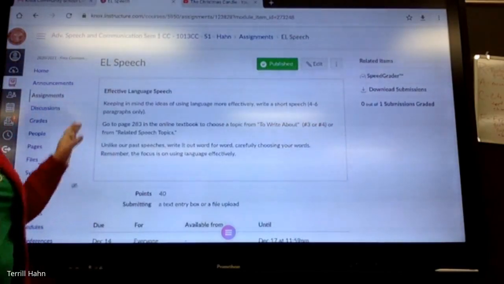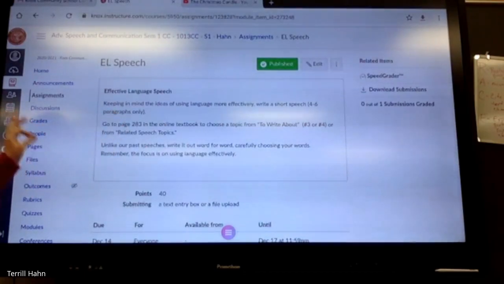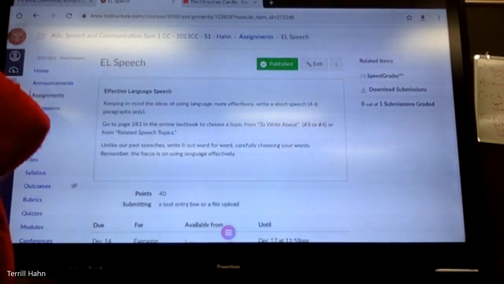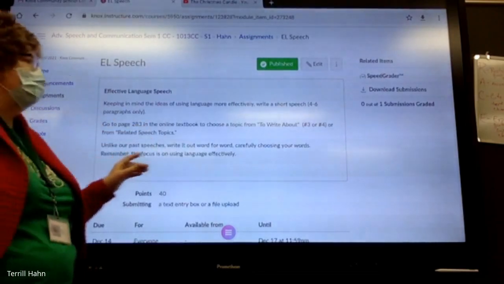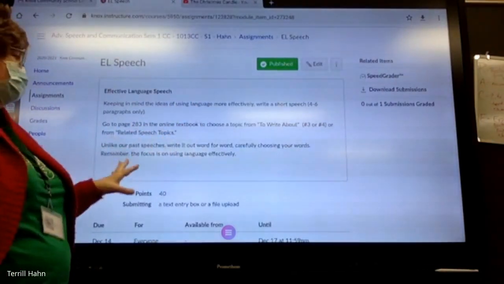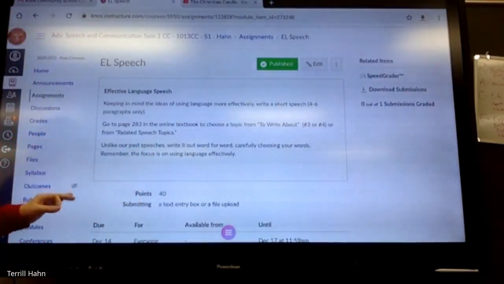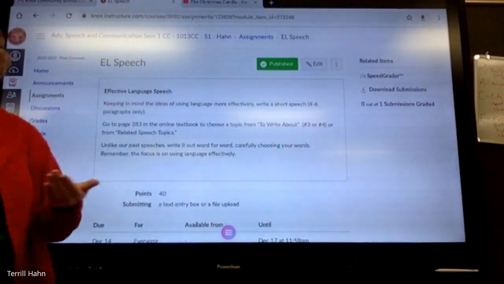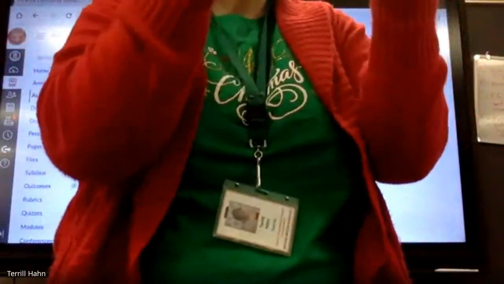All right. So what we're going to do, keeping in mind the ideas of using language more effectively, is write a short speech, 4 to 6 paragraphs only. Go to your topics you're going to choose from, there are 6 of them. Go to page 283 in the online textbook to choose a topic, number 3 or number 4, or from related speech topics. It says, unlike our past speeches, write it out word for word, carefully choosing your words. Remember, the focus is on using language effectively. So it's all about word choice. So you're going to write out exactly word for word what you're going to say.